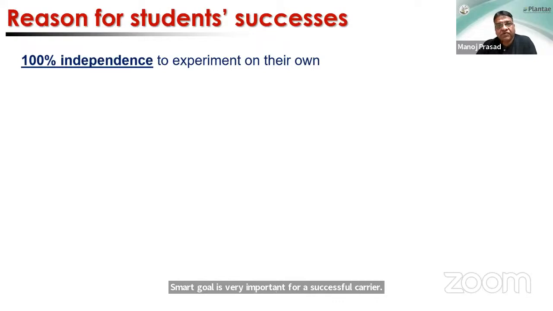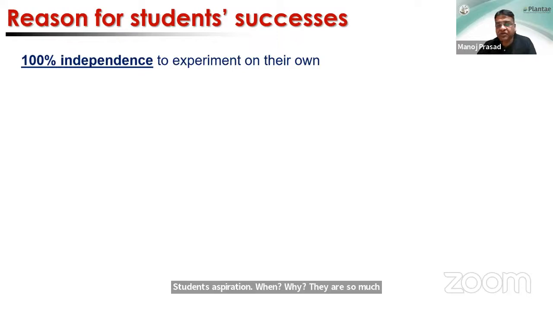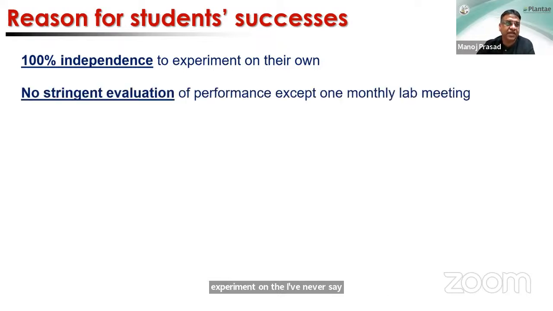So for my students' aspiration and why they are so successful, I give 100% independence to them in their experiments. I never say, do this. This is their experiment. They have to do it by themselves. Then there is no stringent evaluation and performance check except at a monthly level. I give the student the liberty to make their own comfort zone so that they can perform very well.